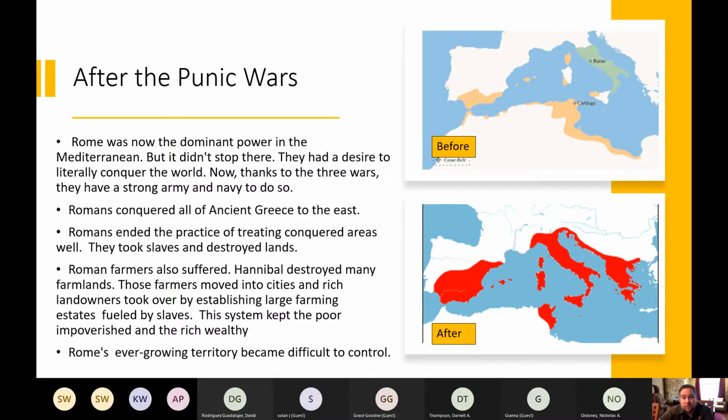Rome's ever-growing territory becomes difficult to control. So if we look at that top map in the green, you'll see that's the area that is known as Rome at the time. And in the bottom map, the red area is Rome after the Punic Wars. So you can see just how big and quickly their territories grew from one to the other.